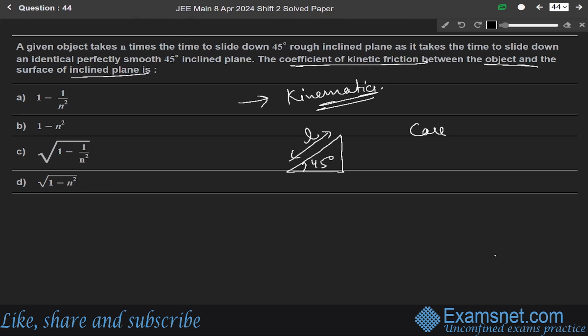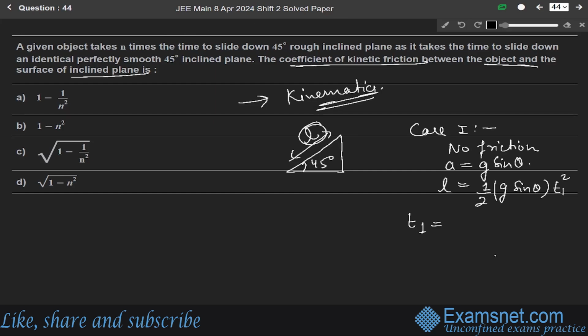Let us say case 1. For the first case, no friction. When there is no friction, A will be equal to g sine theta. This is the very basic equation. So L is equal to 1 by 2 g sine theta into T1 square. Okay. So from here, T1 will be equal to under root of 2L over g sine theta.